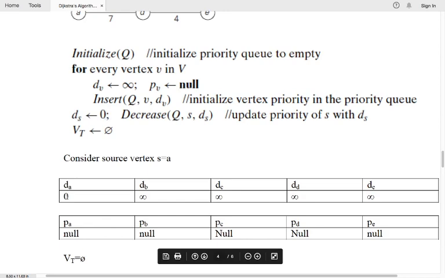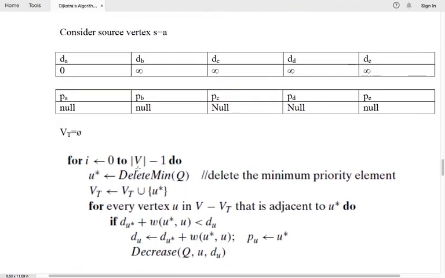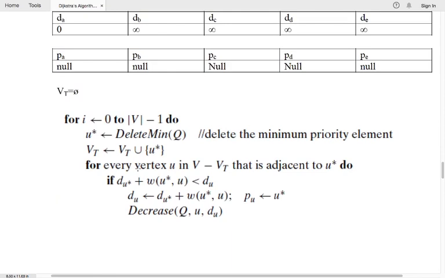What's the source vertex here? S is A, so dA is set to 0. So initially Vt is null, no edges are selected. Now coming to the second part of the algorithm, where I need to update the values of dB, dC, dD and dE.